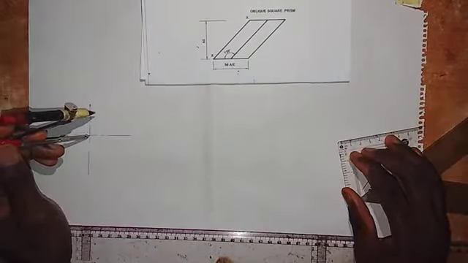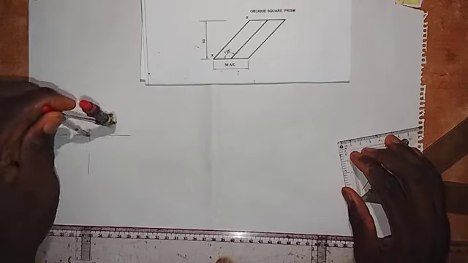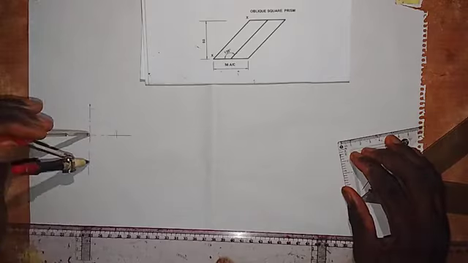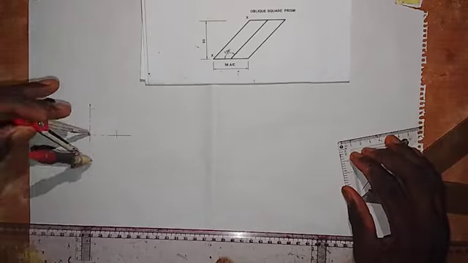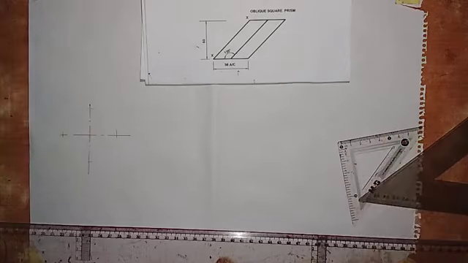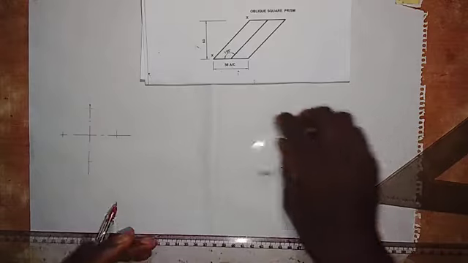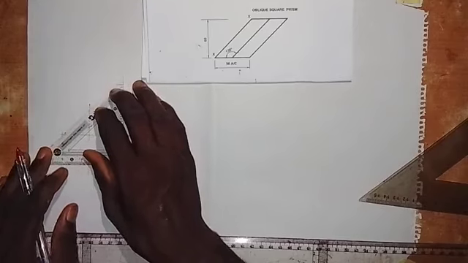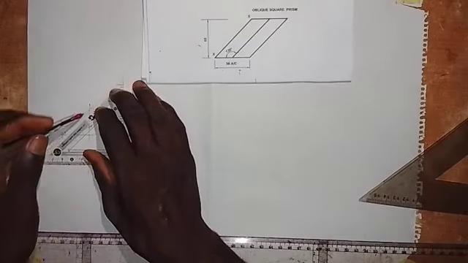Putting the pinpoint here, I will make an arc at this point on this line, up here. Then on this side, I'll make an arc down here, and here also I'll make an arc to the left side. So I'm going to join these points together. Here I will join these two points together with a straight line.